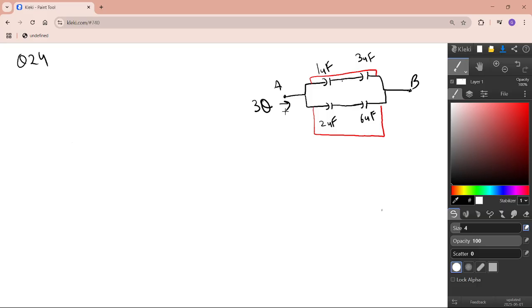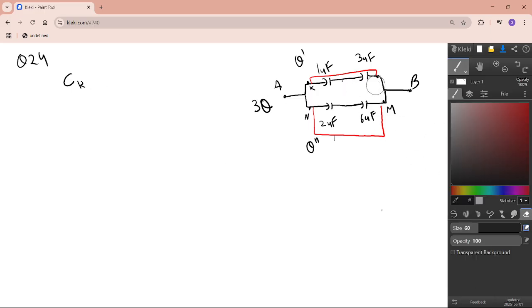A 3Q charge moves from this A. It will get divided. The above one will get some Q dash and the below one will get some Q double dash. And the equivalent capacitance of the thing above will be how much? It's 3 times 1 is 3 and 3 by 4 is 3 by 4. So let me name some points. A and N, and N and M. So the capacitance of KR is 3 by 4.